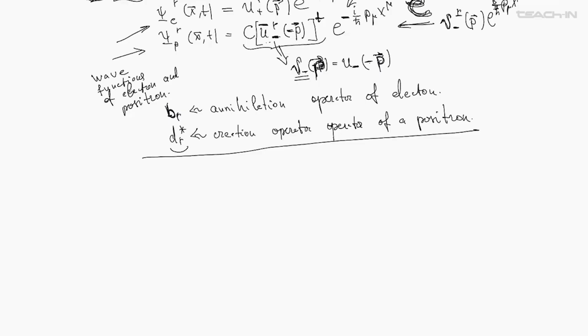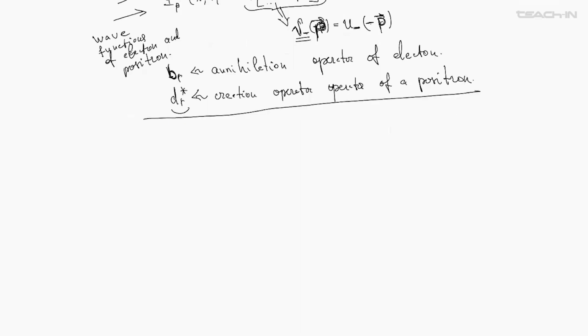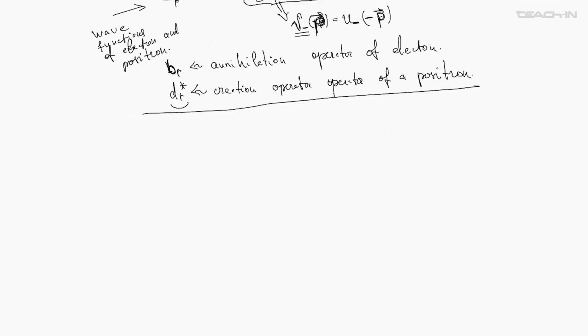That's something which we can further understand when we come to the quantization of the Dirac equation and the quantum theory. Then I think it will become very clear, very transparent in that case.